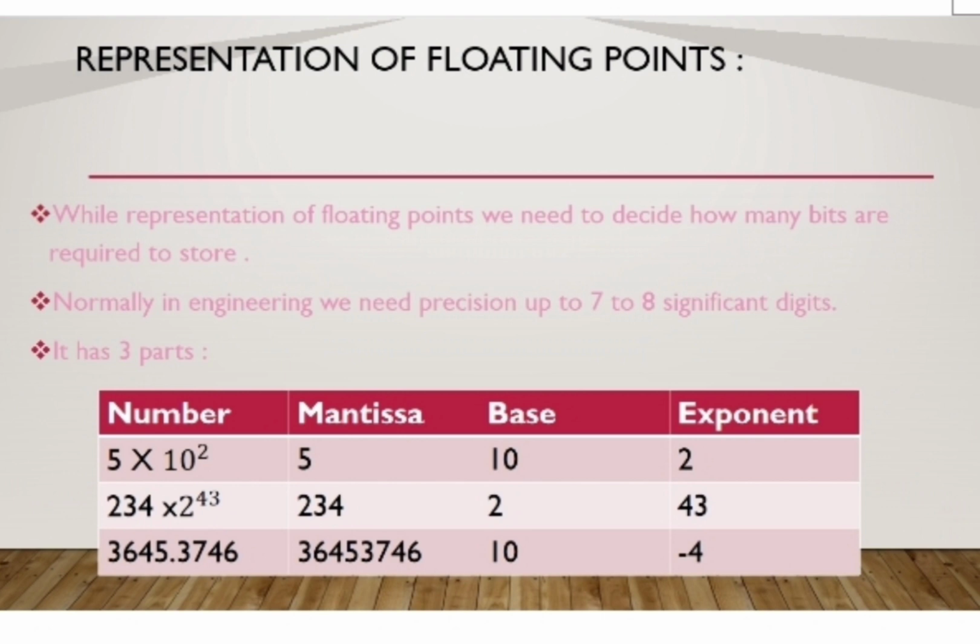These are some examples. First, 5 times 10 raised to the power 2. Here the mantissa is 5, the base is 10 and the exponent is 2. Similarly, in the second example, the mantissa is 234, the base is 2 and the exponent is 43. The third example is quite different. Firstly, we have to convert the decimal form into integer form. Then the mantissa is 36453746, the base is 10 and the exponent is -4.